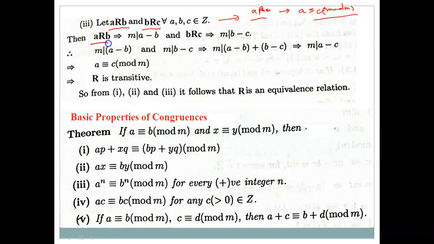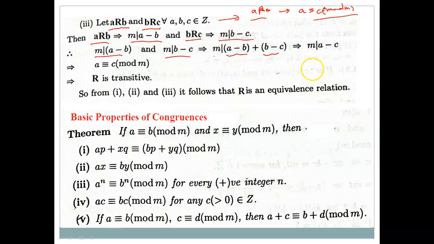You are given A related to B. What does it mean? That M divides A minus B. And if you are given B related to C, what does it mean? That M divides B minus C. Yes, when M divides A minus B and M divides B minus C, then by the property of divisibility, M will divide the sum of those two.